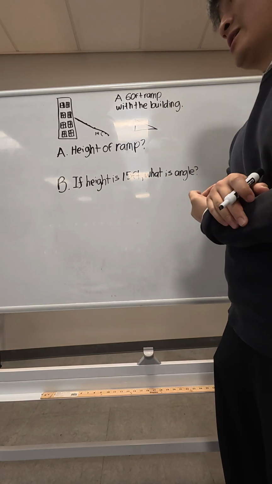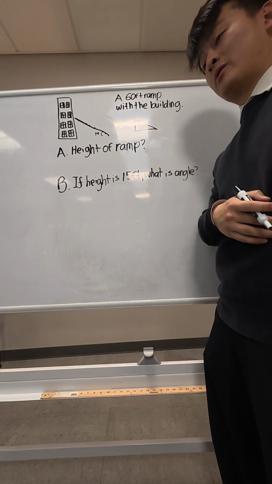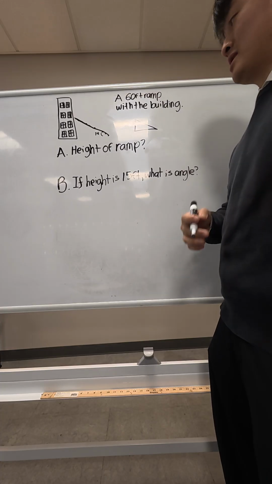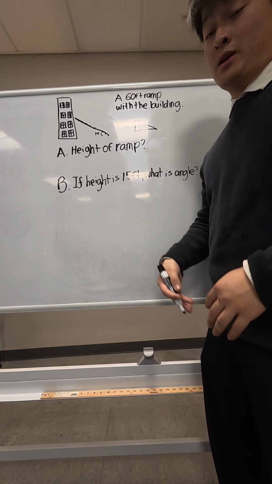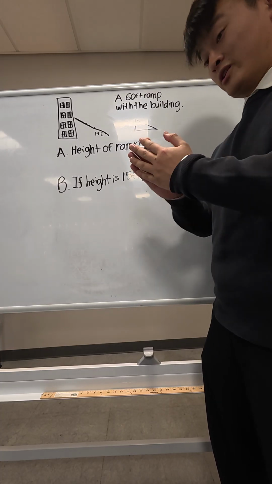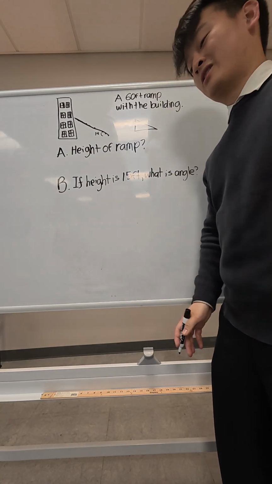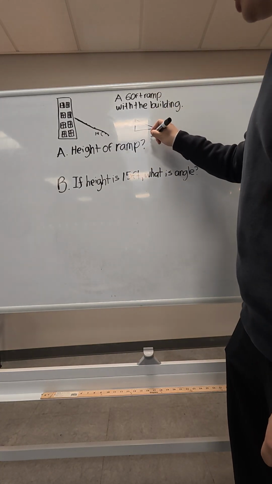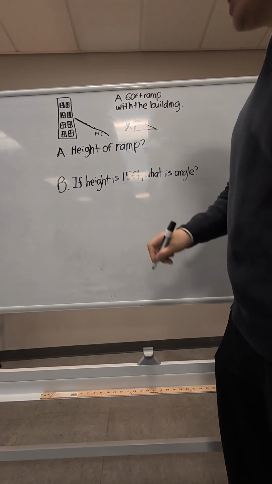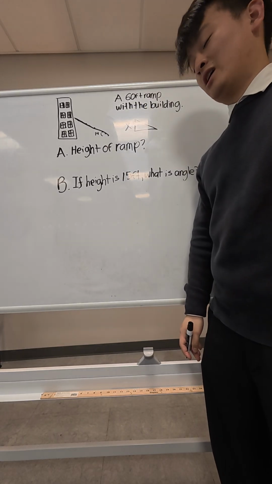So in this case, we have part A. You want to find the height of the ramp. Technically, you have to ask yourself, well, clearly what is height? When you measure height for yourself, is it going from left to right, like this, or is it going up and down? Clearly, when you measure height, it's going up and down. So for our case, we're going to find x, which is the up and down distance.